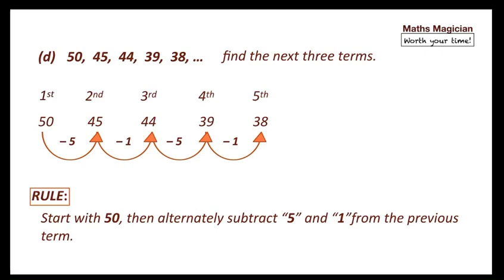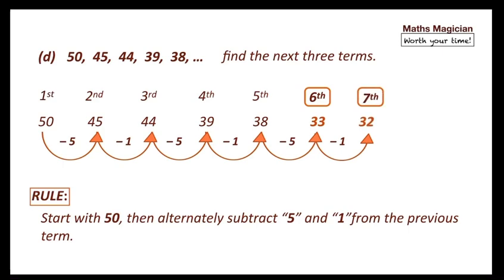Applying the rule, it is clear from the diagram that we have to subtract 5 from the fifth term to get sixth term, which is 33. Now subtract 1 from the sixth term and we get seventh term, which is 32. Next, subtract 5 from the seventh term and we get eighth term, which is 27.